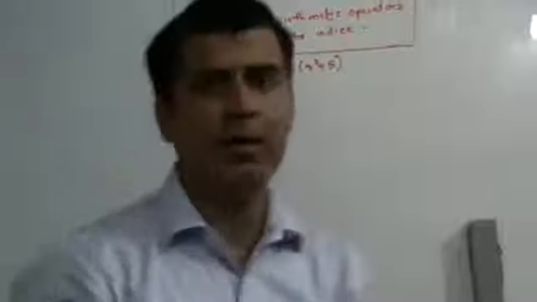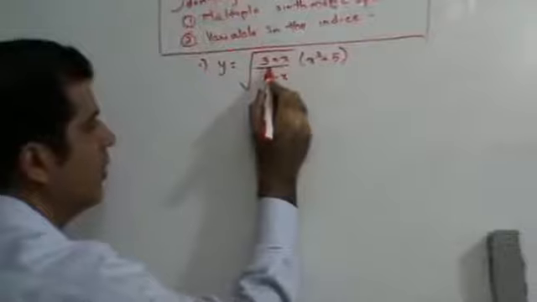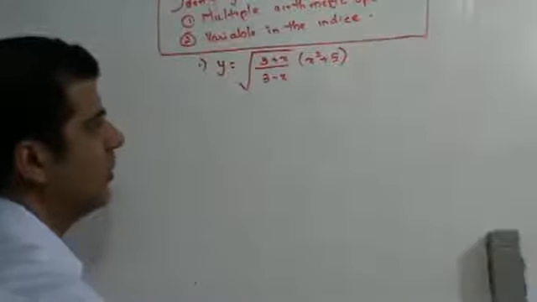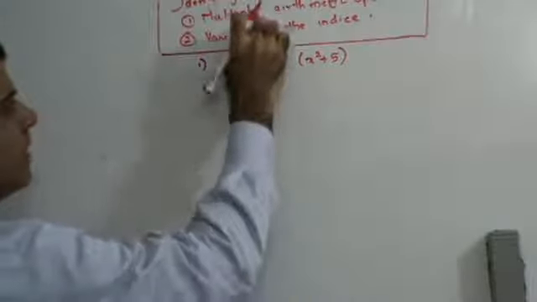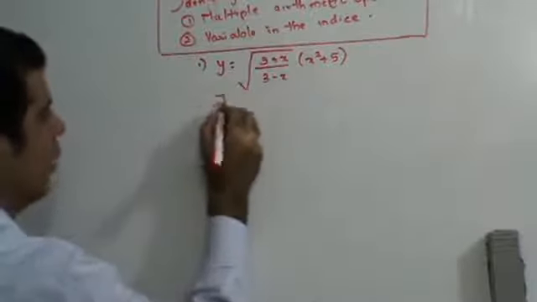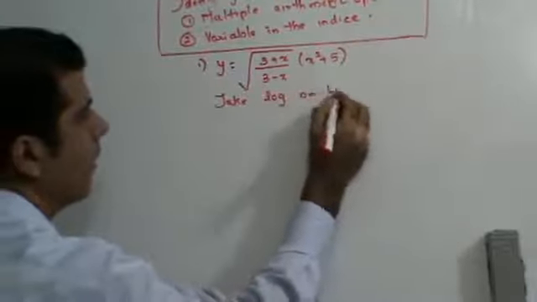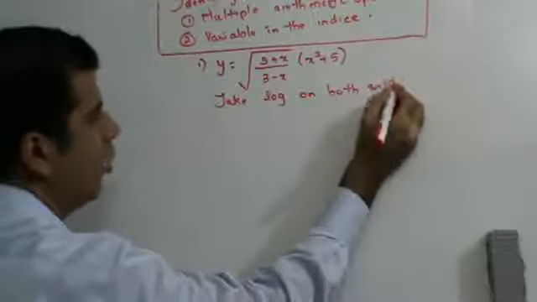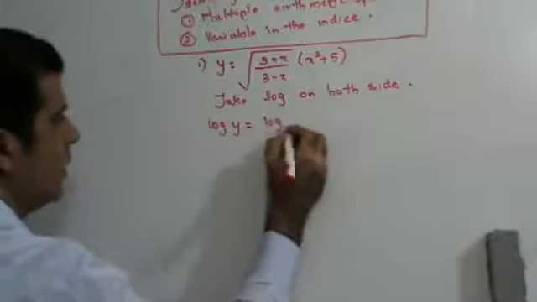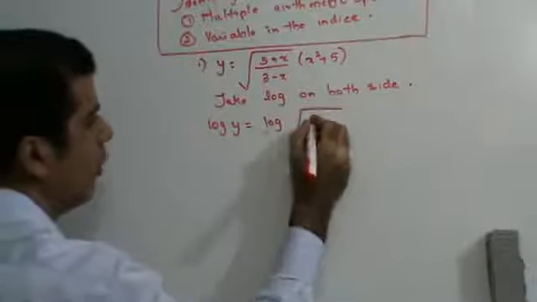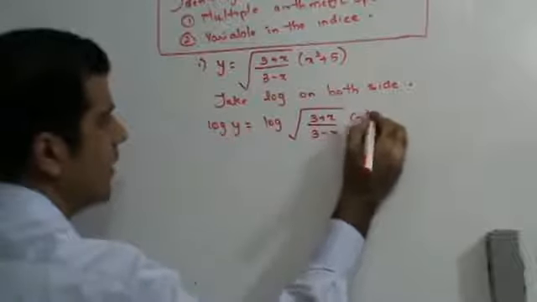Now if you look at this sum, you have multiple arithmetic operators here. There is a square root, division, multiplication, addition, subtraction. Since you have multiple arithmetic operator, it satisfies the first condition. How do you solve this? Take log on both sides. If I take log on both sides, I will get log y is log square root of 3 plus x, 3 minus x, x square plus 5.